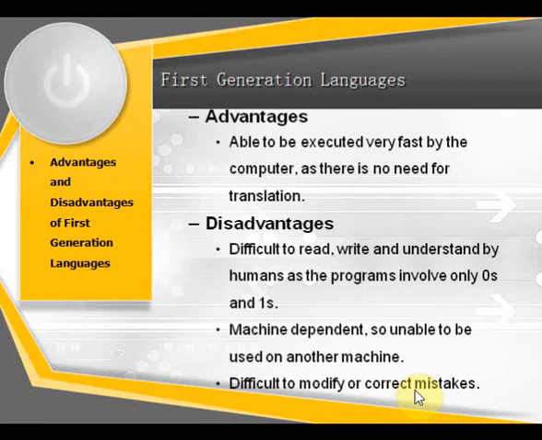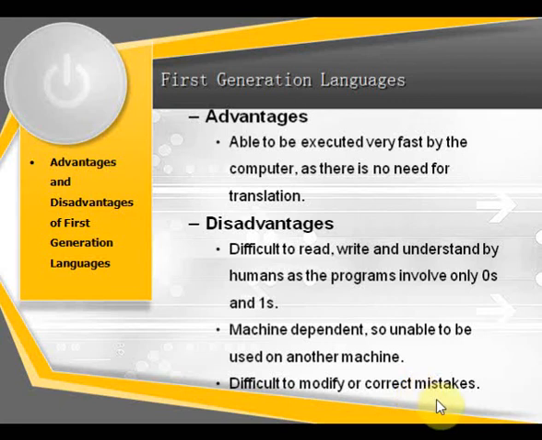The last disadvantage that you need to know about is that it is difficult to modify or correct mistakes. Again, if you write a program in machine languages, remember that machine languages use ones and zeros. So you can just imagine if you write a program that contains 1 million lines of code and you make a mistake somewhere, you put a zero where a one should be, it will take you years to actually find that mistake and correct it. Cool.